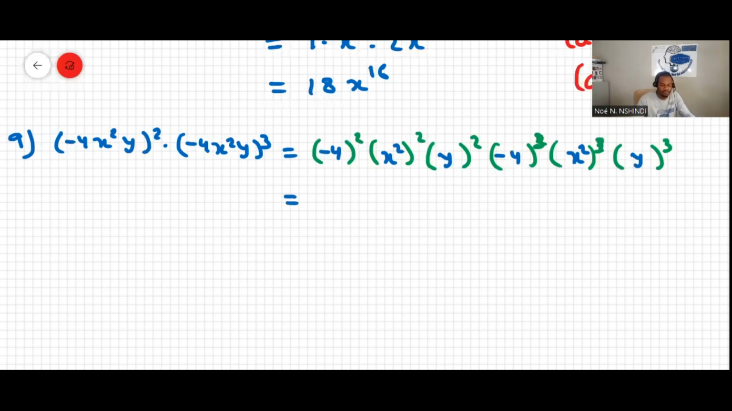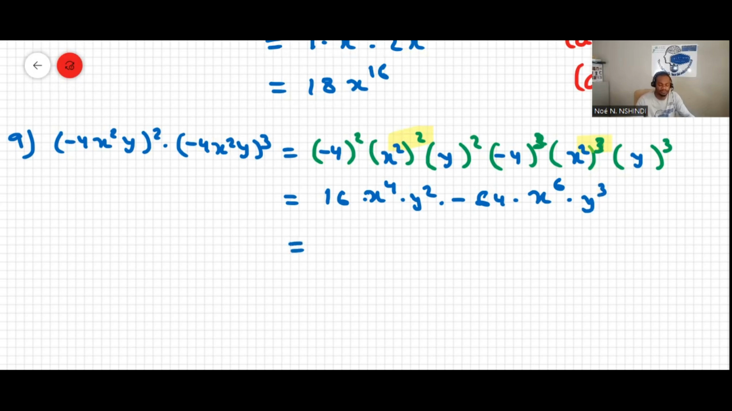Now, this will be what? Negative 4 to the power of 2 is positive 16, and x to the power of 4, y to the power of 2. Negative 4 to the power of 3 is negative 64, multiplied by x to the power of 6, because we're going to multiply the exponents here, and then y to the power of 3.